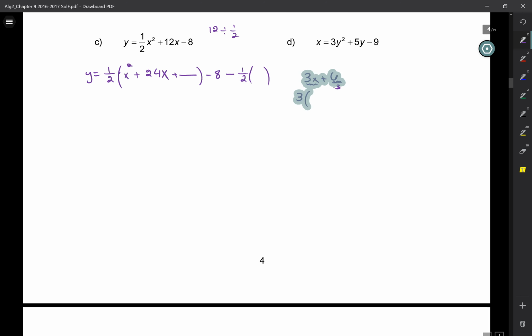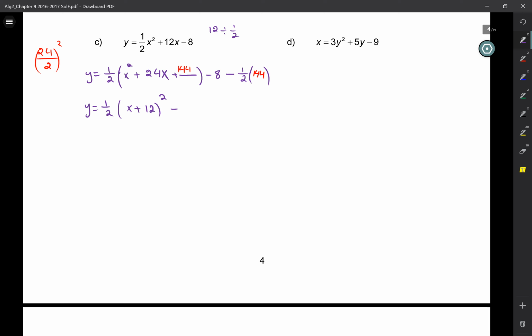number. What's the number? Well, now we're going to find the number. So 24 divided by 2, which is 12, squared, which is 144. You have no idea how much I love doing these. So y is 1/2, okay? x plus 12 squared minus 8 minus half of 144 is what, 72? So it's minus 80. There we go.